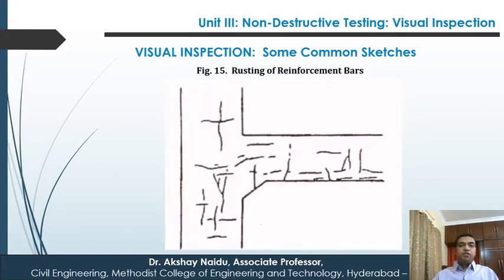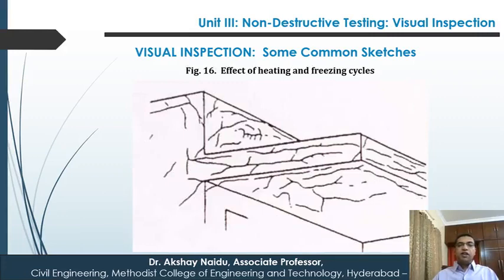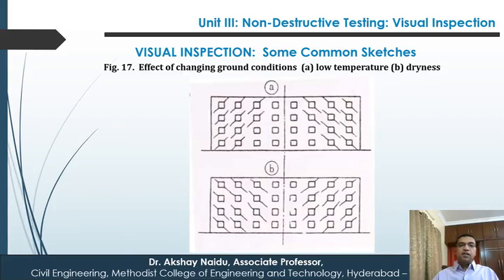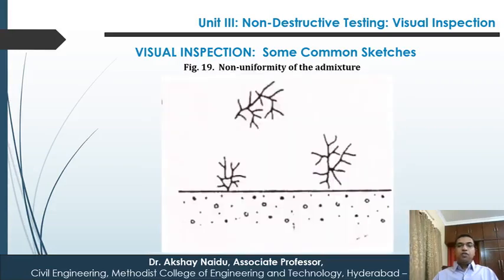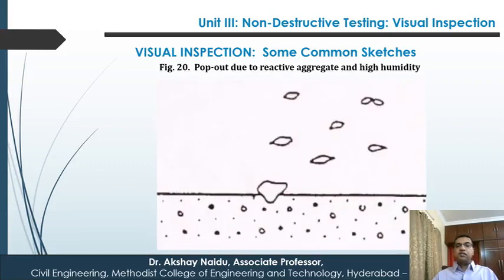And rusting of reinforcement bars. Effect of heating and freezing cycles. Chipping. Change of ground conditions, low temperatures and dryness. There are some patterns that visual inspectors follow. Effect of atmospheric conditions. Non-uniformity of admixtures. Pop out due to reactive aggregate and high humidity.